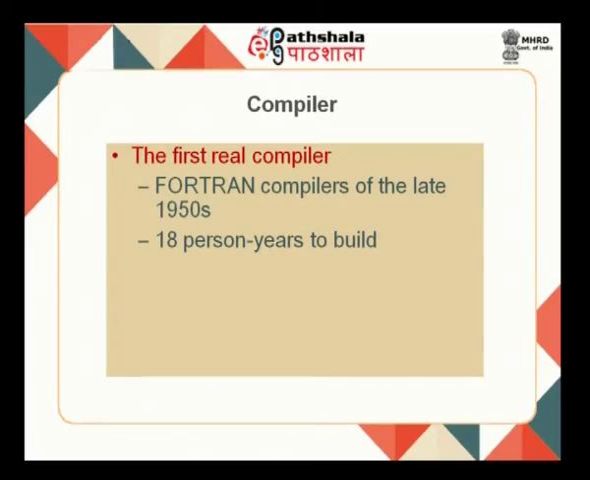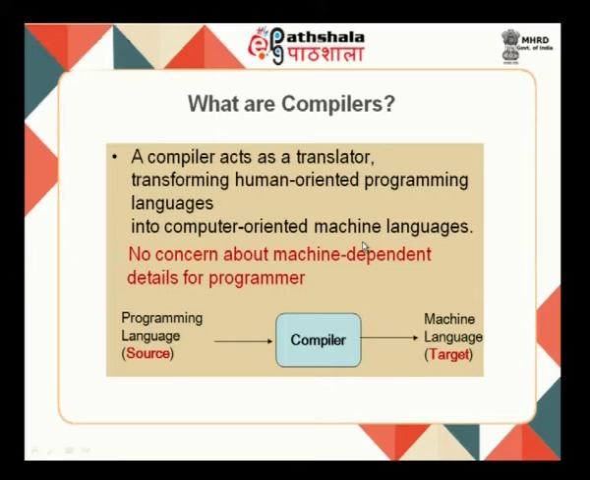So, here let us look at some history of the compiler, where the first real compiler was built for Fortran in the late 50s, and it required 18 years to build. What we are trying to look at as a definition of the compiler is that it acts as a translator, transforming human oriented programming languages into computer oriented machine languages. It does not care about the machine dependency. The machine dependent details are not required by the programmer. It is up to the compiler to know the target machine.